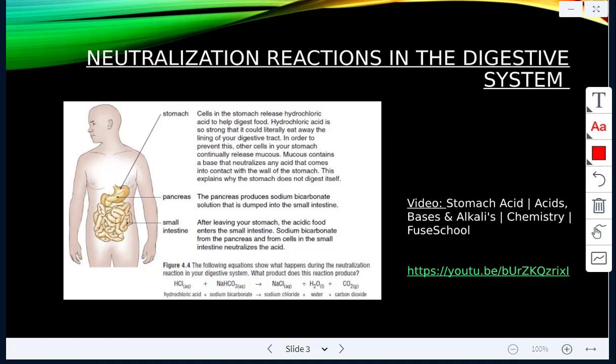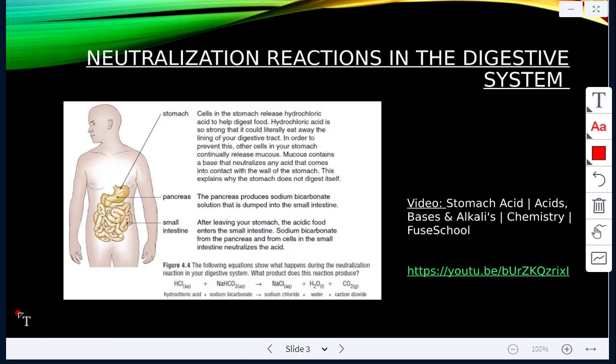All right, another organ involved in the digestive system is this organ right here. It's called the pancreas, and it produces a base, a sodium bicarbonate solution that gets pumped into the small intestine. After leaving the stomach, the acidic food enters the small intestine, and this sodium bicarbonate from the pancreas and from cells in the small intestine will neutralize the acid, because we don't want that acidic solution to enter the small intestine, because the small intestine does not have that mucus coating to protect it.